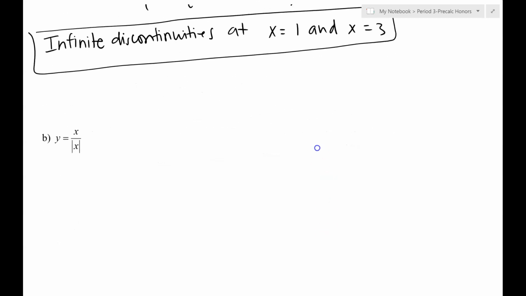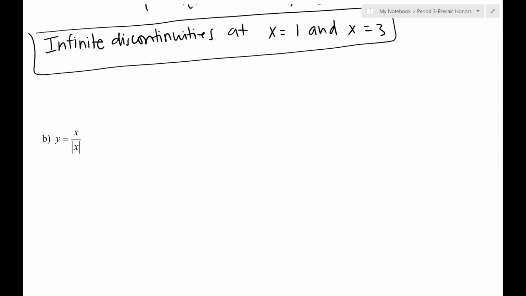B, y equals x divided by absolute value of x. Now, as you can see, it's a rational function, sort of, right? So technically, this could be a vertical asymptote, but make sure you check to see if the definition of vertical asymptote matches with our calculus definition. For your vertical asymptote definition, the limit as x approaches c, either from left or right, of your function should equal positive or negative infinity.